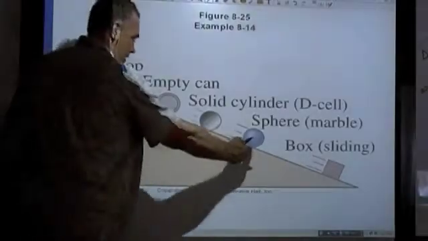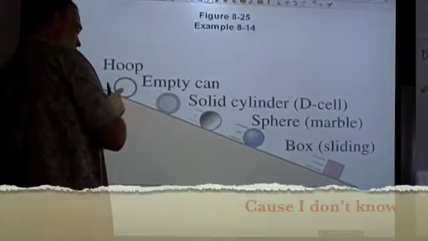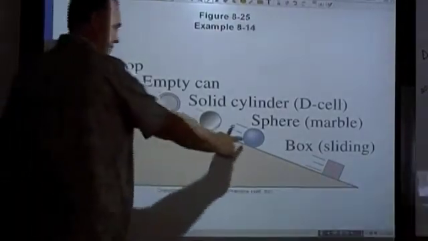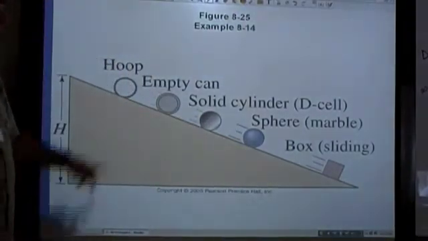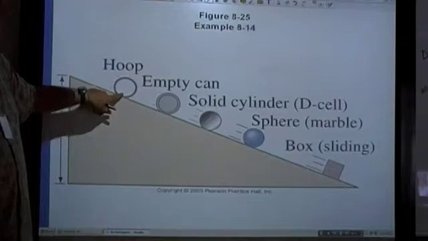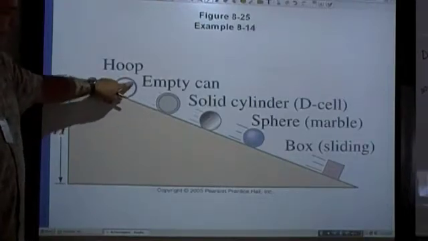These four, you tell me, why is this the last one down? Why is this the first one down? Why are these two in the middle? Look at this. They all have the same mass. It doesn't say that, but they all have the same mass.